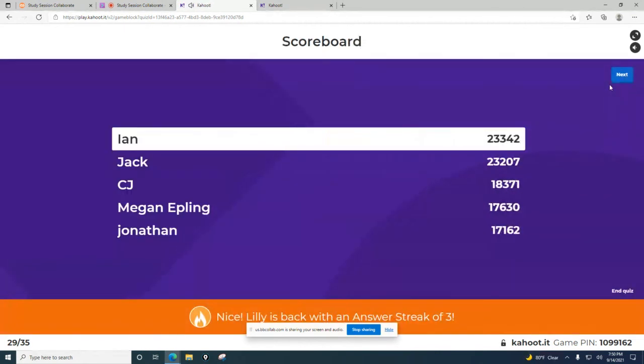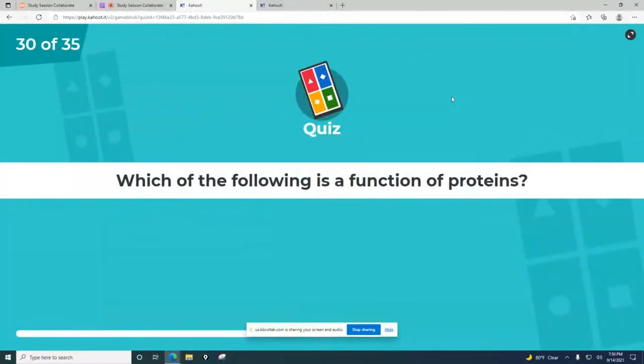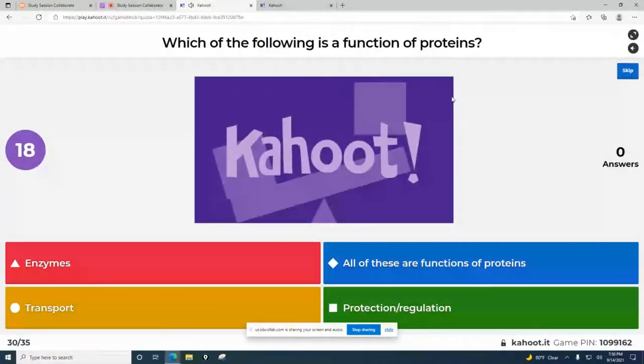Okay. A few more questions and I'll let you go. Oh, Lily is back with an answer streak. All right, which of the following is a function of protein?